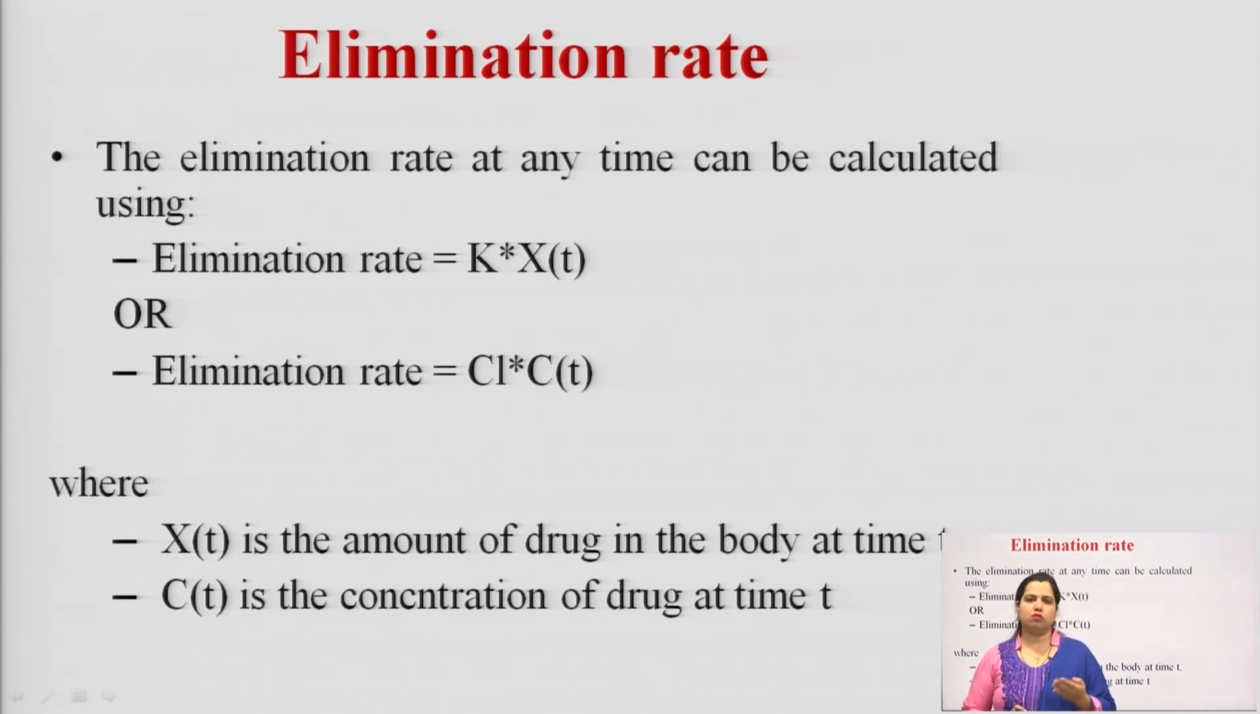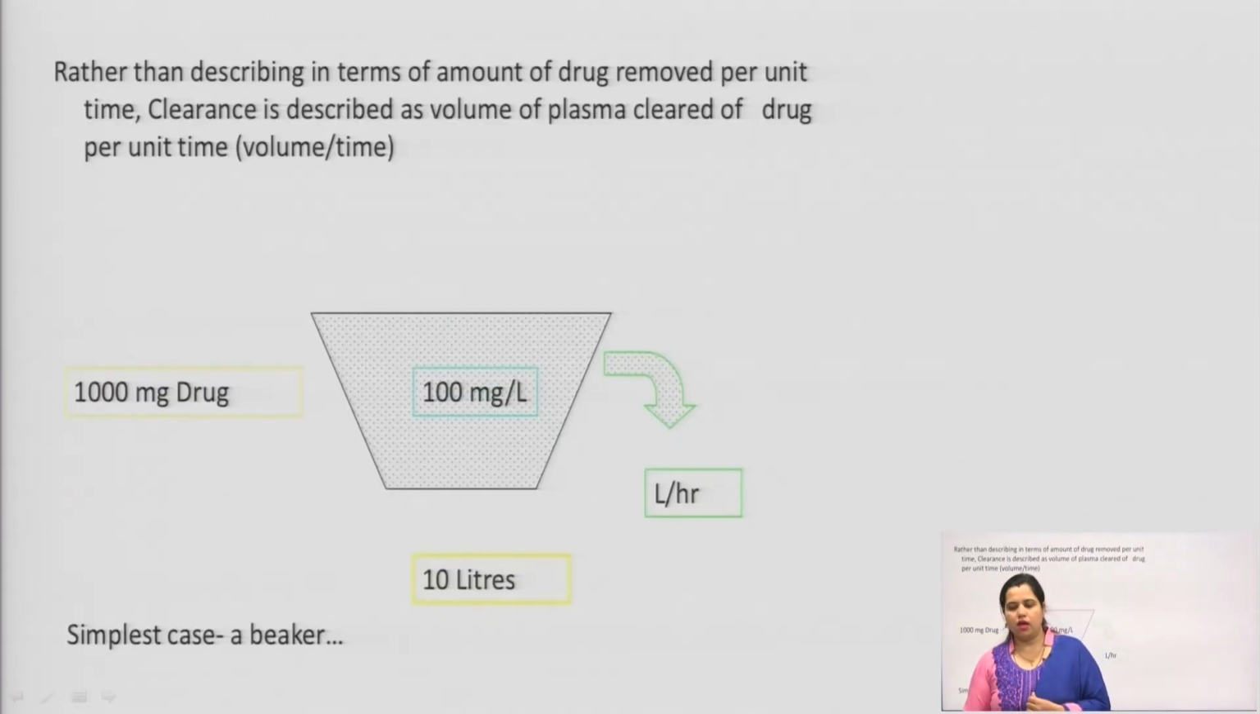So, X is sometimes the amount of drug, whereas it is also represented in terms of concentration, where XT is the amount of drug in the body at time t and CT is the concentration of drug at time t, right. So, this is how we can calculate. Rather than describing in terms of the amount of drug removed per unit time, clearance is described as the volume of plasma cleared of drug per unit time.